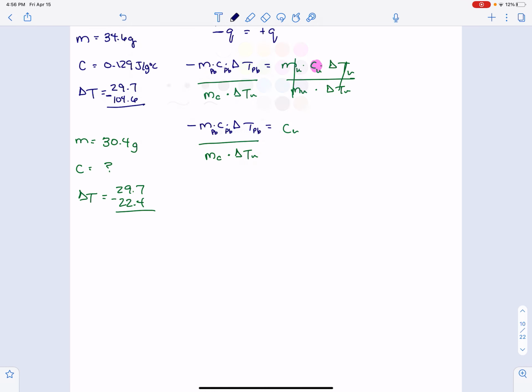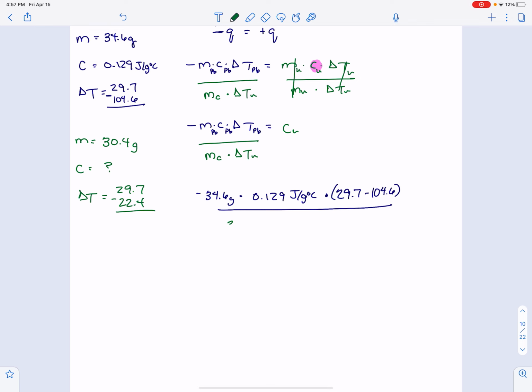So we will go over here and we will say that this is negative 34.6 grams times 0.129 joules per gram degrees Celsius times, and look, I can put this in like this in my calculator. I don't even have to solve for it at that point. Make sure you actually write it over correctly. 104.6 divided by my mass 30.4 grams and 29.7 minus 22.4.